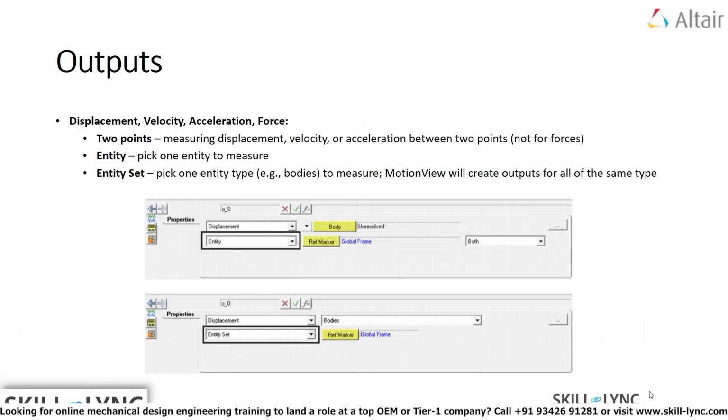So I'm trying to explain the same thing here, whatever I showed you in the graphical user interface. If you pick 2 points, then it is for measuring displacement, velocity or acceleration between 2 points, and not applicable for forces. If you pick entity, then it will pick just one entity to measure any of these parameters. If you pick an entity set, you need to pick one entity type, for example bodies, and Motionview will create outputs for all the same type of entities present in your model.